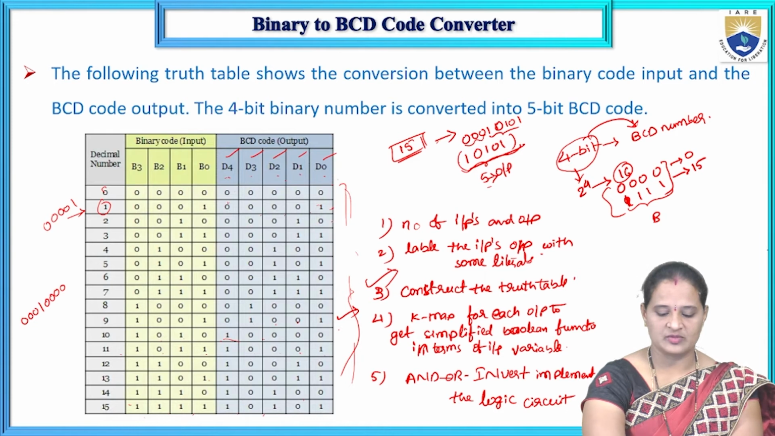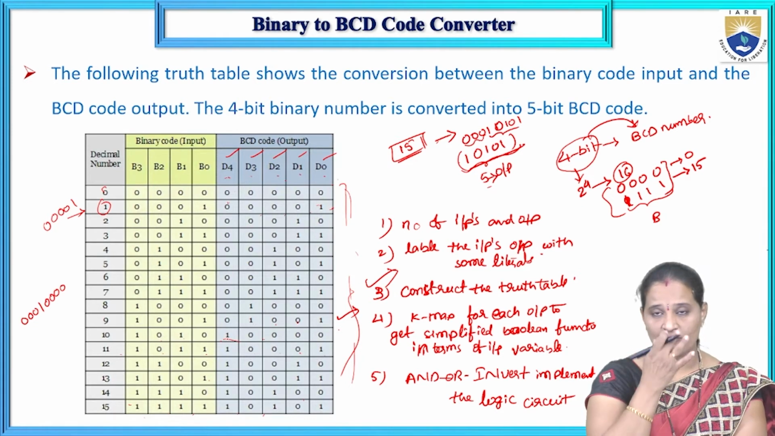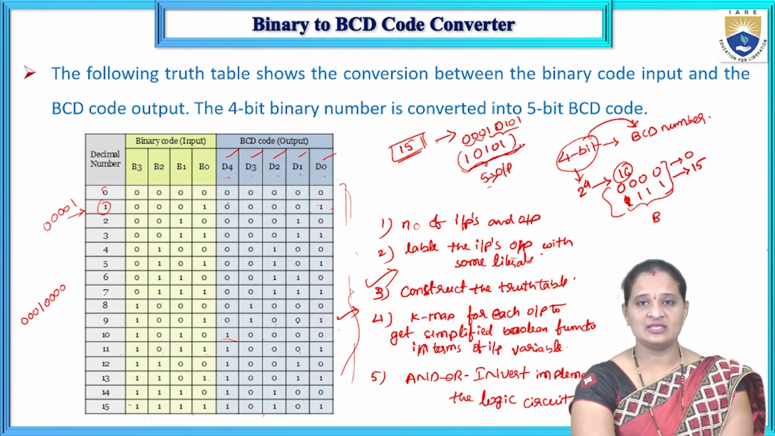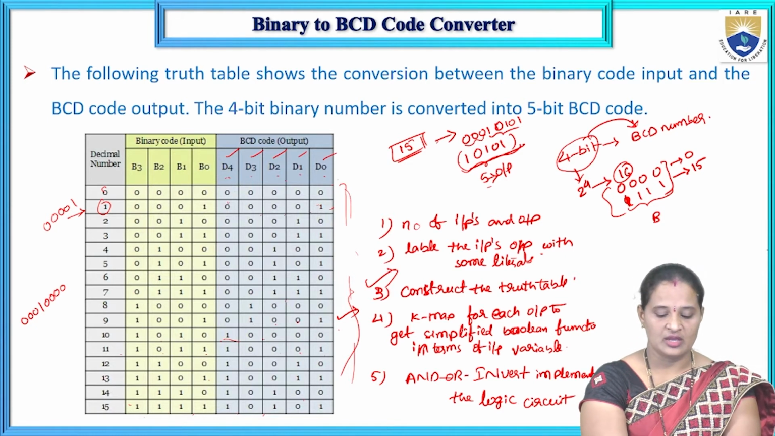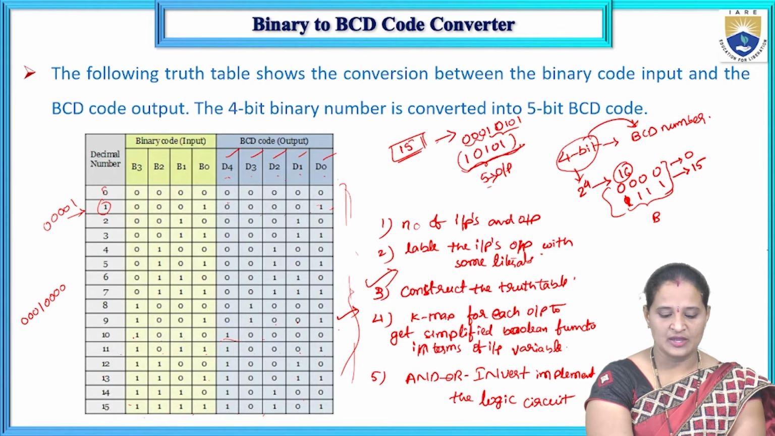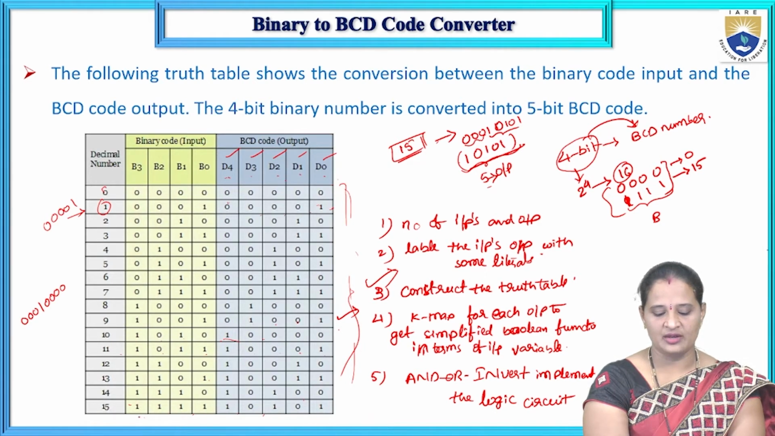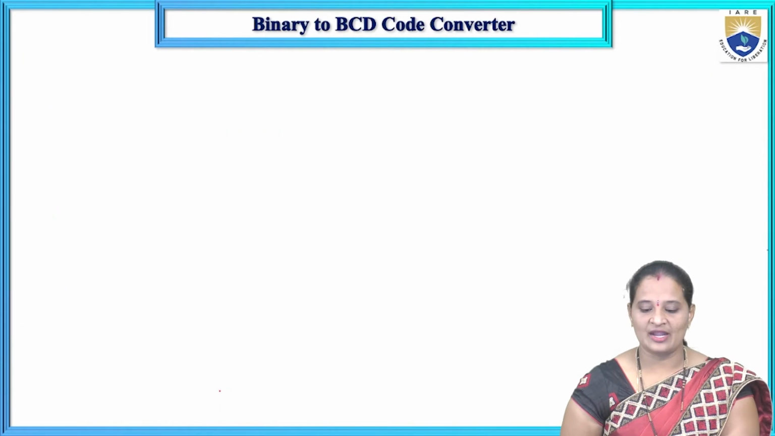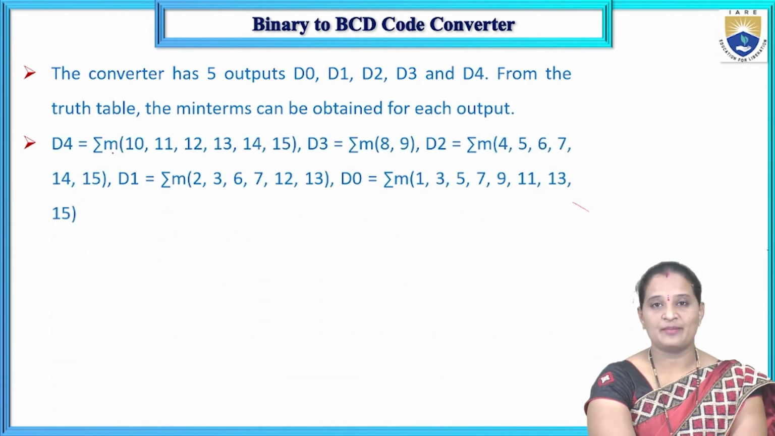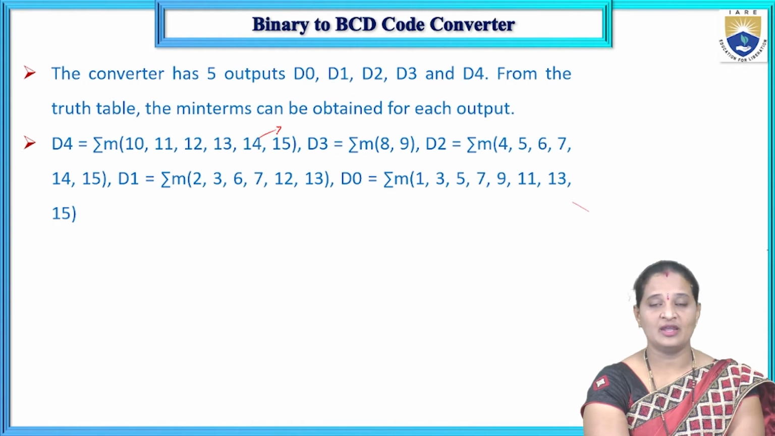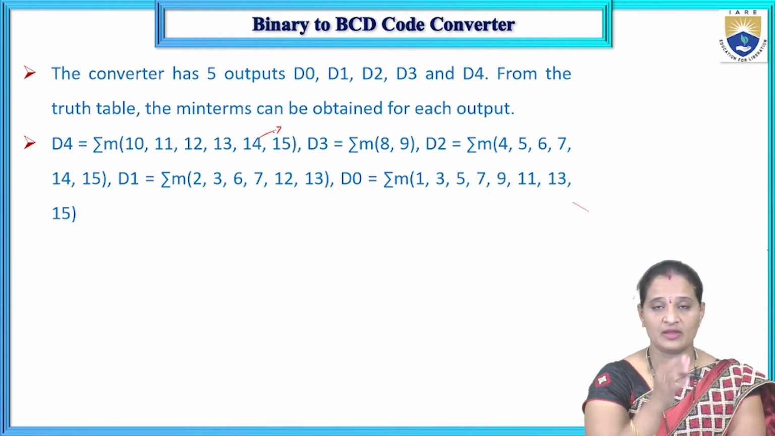So here if you observe this, D4 is 1 for, so I want to get the Boolean function in SOP form. So in that case, what should we consider? We should consider the input combinations for which the D4 output is equal to 1. So the D4 output is becoming 1 for the combinations 10, 11, 12, 13, 14, 15. So I can write down the Boolean function for D4 as summation m of 10, 11, 12, 13, 14, 15, because I want to get the Boolean function in simplified SOP form. So that is why I am considering only the combinations for which the function output, that is D4 output, is equal to 1.